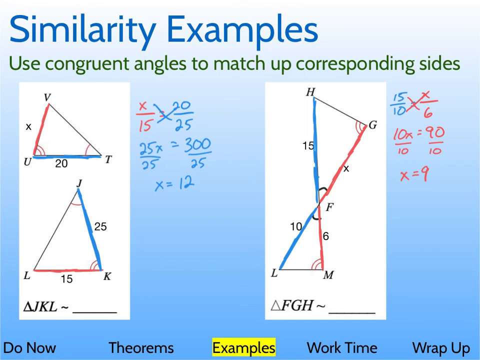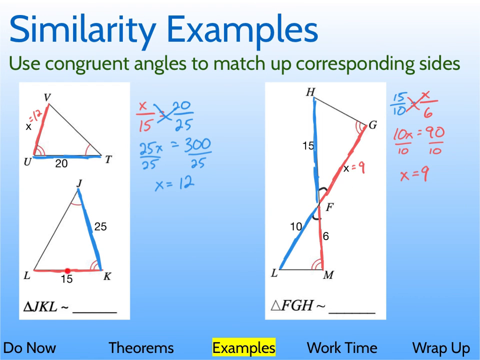Good way to check your work on these, by the way, is if you look at this, here, first off, x equals 9, and then over here, x equals 12. A good way to check your work on this and make sure you did it right is if you look at these two sides here, we have 6 and 10. See how 10 gets bigger, goes to 15? So 6 should get bigger when it goes to 9. So it's just a really quick, easy way to check it.